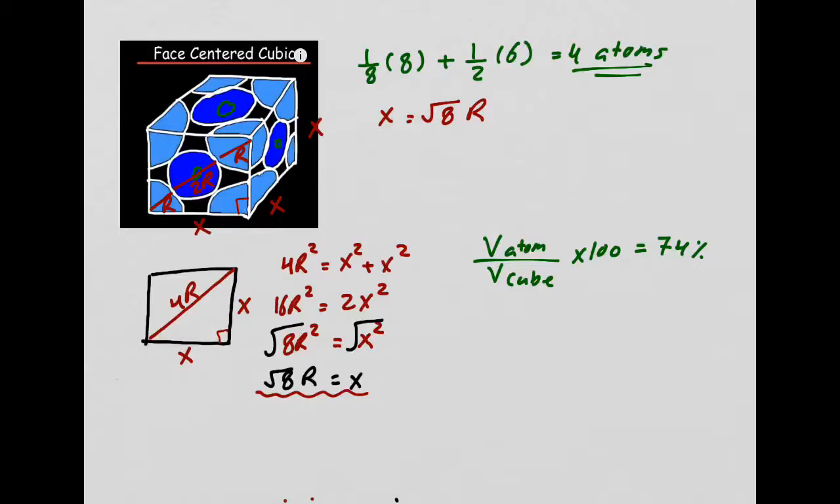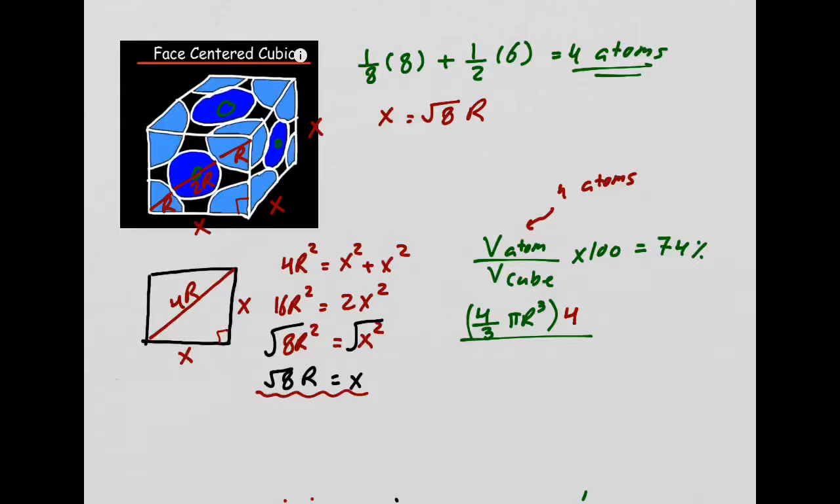Again, the volume of an atom will be the volume of the sphere, which is 4 over 3 times pi r cubed. Now, here's what is interesting. Remember, how many atoms do we have per unit cell? We have 4 atoms. So I have to times it by 4. That's the only thing you have to pay really close attention to, that we have 4 atoms now.